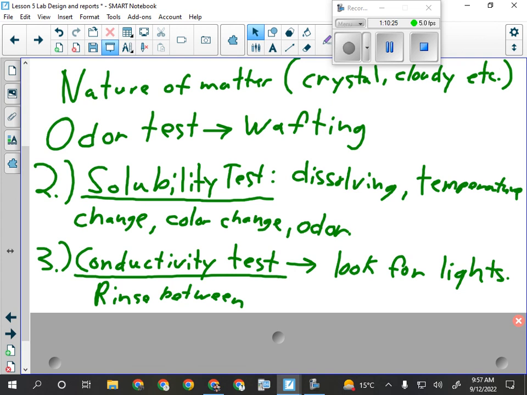How important is it to rinse the apparatus between tests? Very. It's the presence of ions that gives you conductivity. If you carry them from one thing to the next by not rinsing it, you're not going to get good data. What kind of water should you rinse it with? Distilled water. That's all got to be part of the procedure.